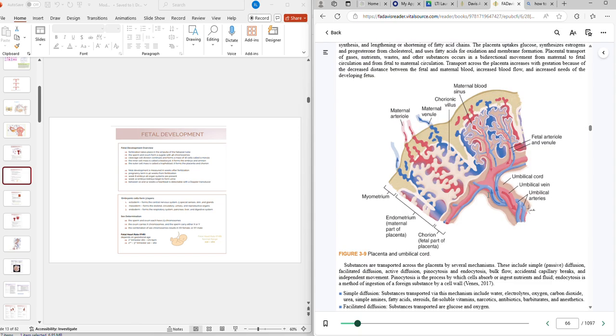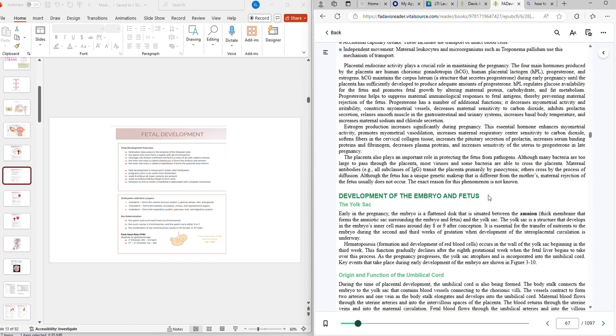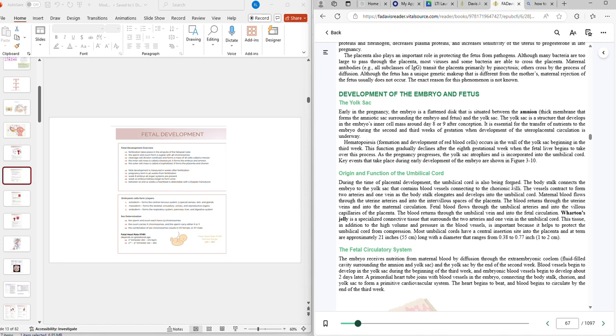And then let's talk about the development of the embryo. So you have the yolk sac. In the yolk sac is the amnion. That's the thick amniotic sac around the embryo and fetus. So your amniotic sac, and we know amniotic fluid and fetus is inside that amnion, right? The amniotic sac. There's something important here.